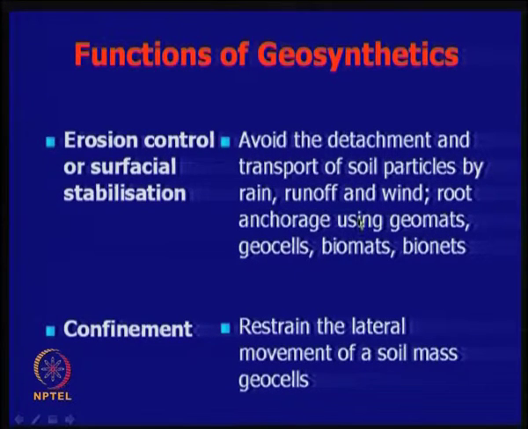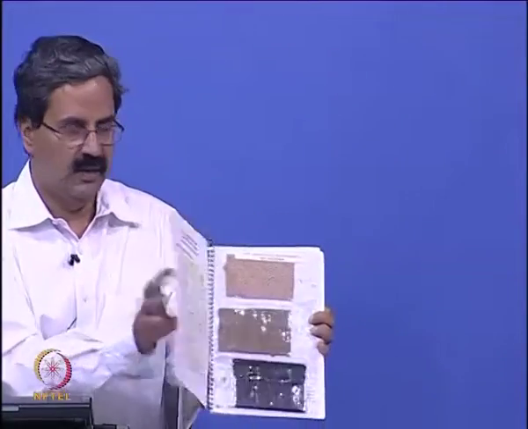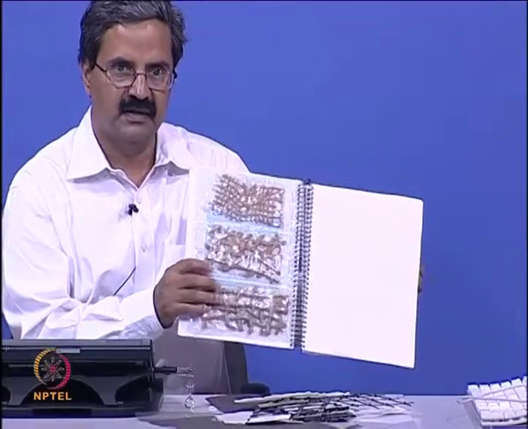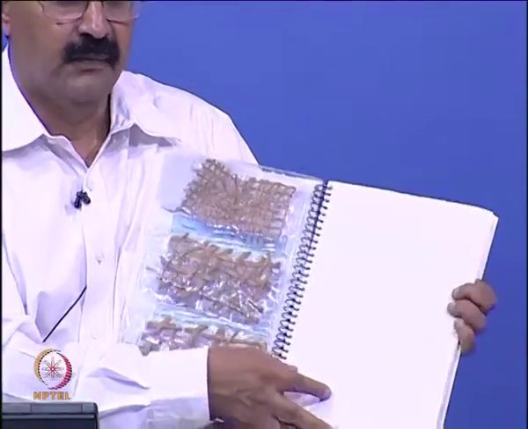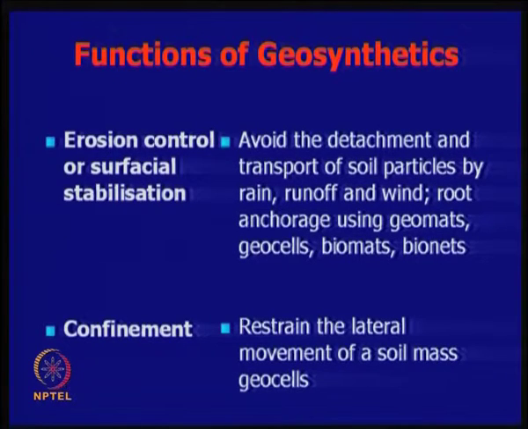So, we try to encourage them using geomats, geocells or biomats and bionets. One can use a lot of coir, for example, jute geotextile material. One can use all of this geotextile material quite well in many of those applications. This is all natural material. The advantage is that once the vegetation grows and forms a layer of erosion control, these materials can go off, but you still have a nice soil cover.